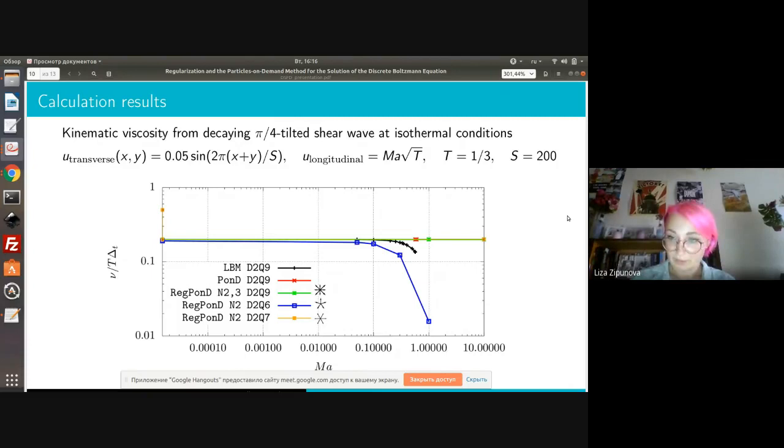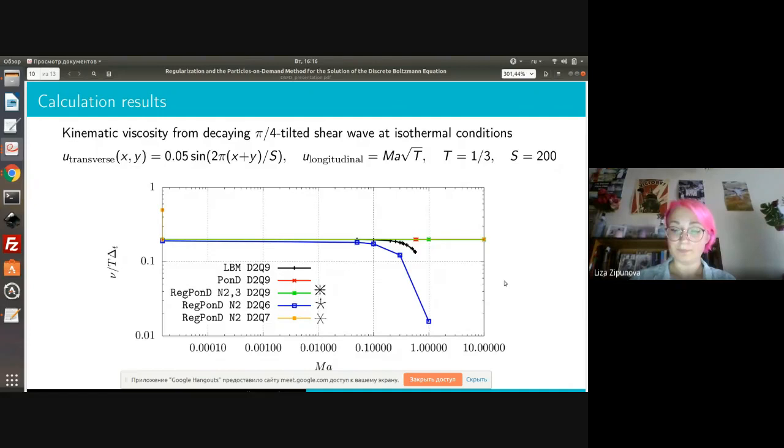The D2Q7 regularized particles on demand has the smallest number of quadrature velocities with which this problem can be modeled. For example, D2Q6 is not enough.